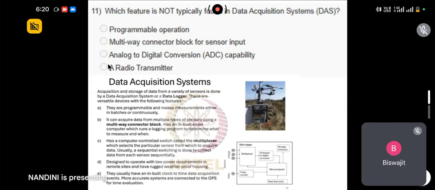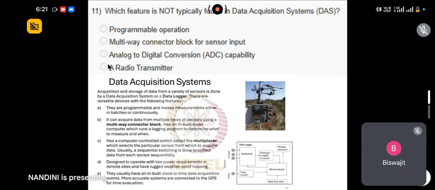And this is designed to operate with low power requirements, like in remote sites where there are not many people around, so it can work automatically and has a rugged weatherproof housing. They usually have an inbuilt clock to time data acquisition events, so that the time of each measurement is recorded. So these are basically data acquisition systems.